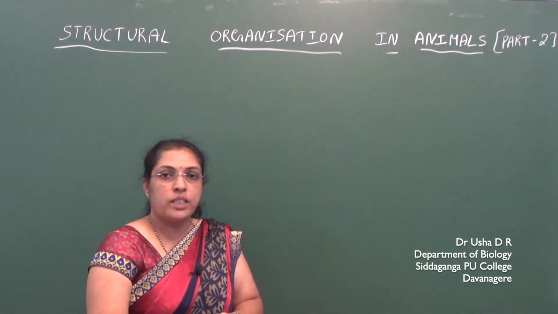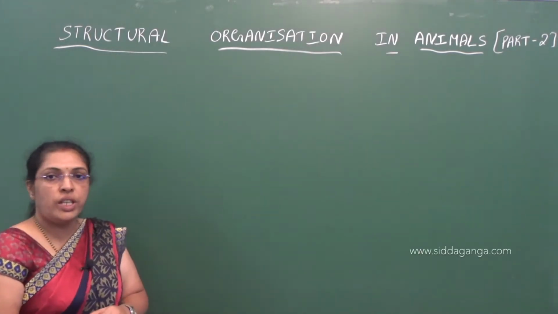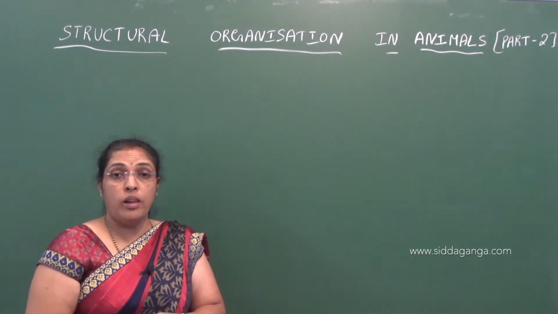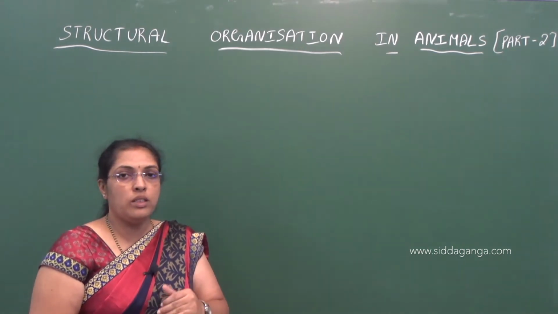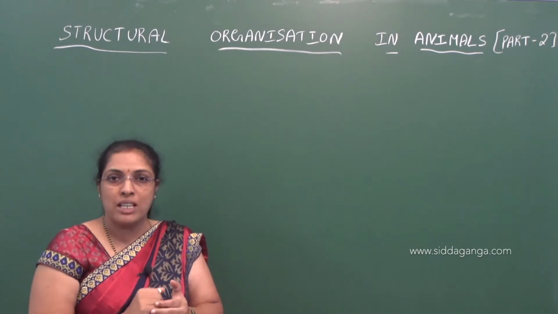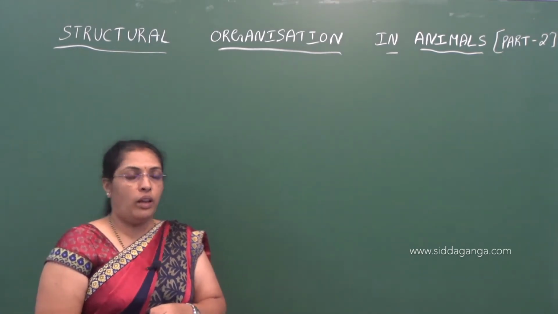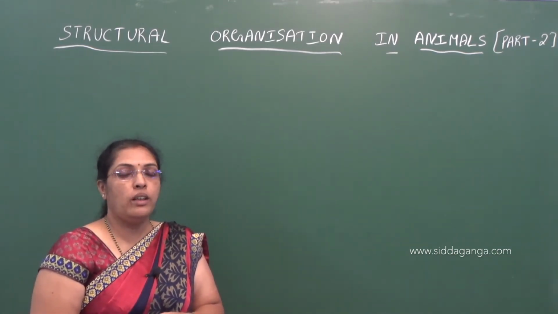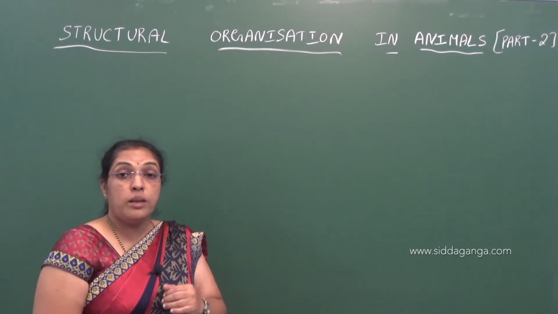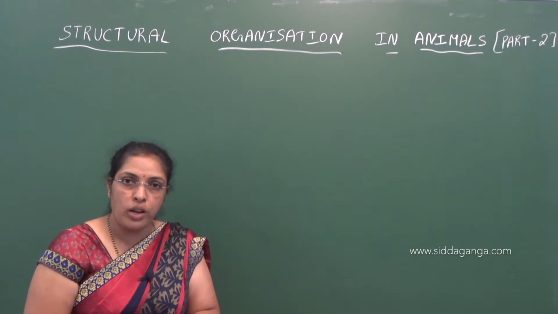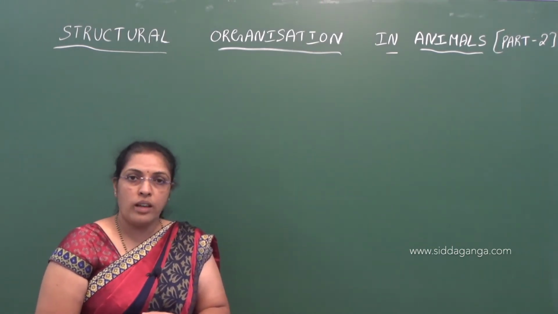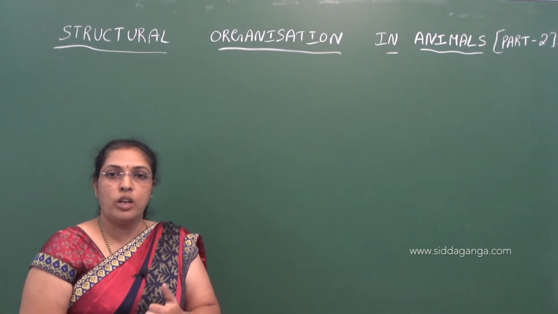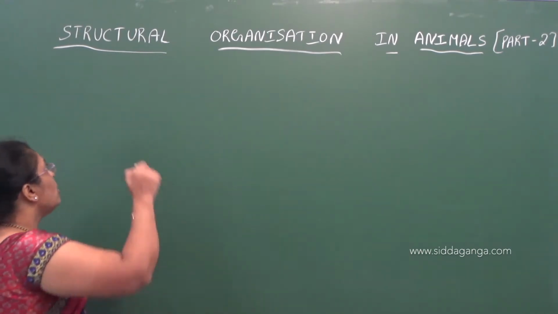Namaste children. Let us continue with the topic structural organization in animals. In our last class we discussed types of simple epithelium. Simple epithelium means a single layer of cells arranged above the basement membrane. Under that we discussed simple squamous epithelium, simple columnar epithelium, simple cuboidal epithelium, simple ciliated columnar or cuboidal epithelium and pseudostratified epithelium. In this class we will discuss glandular epithelium and compound epithelium. Understood?